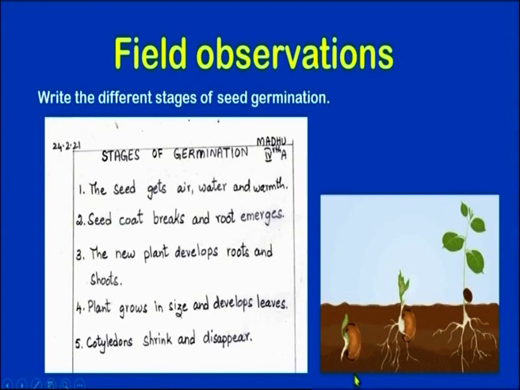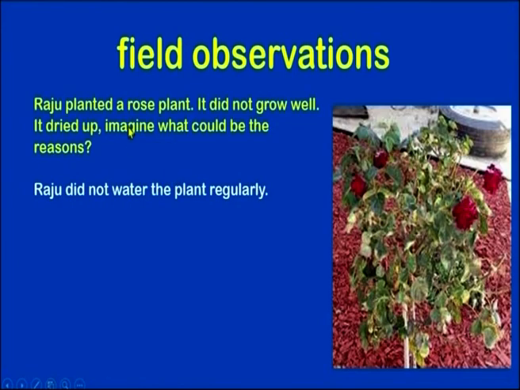Got it? Very good. Raju planted a rose plant. It did not grow well. It dried up. Imagine what could be the reasons. Raju did not water the plant regularly. See, it has shriveled. Because he didn't water regularly, it has shriveled and is getting dried up.